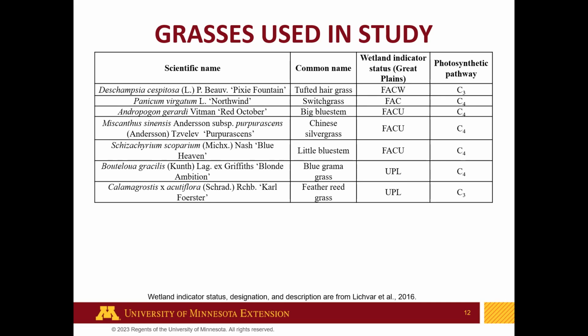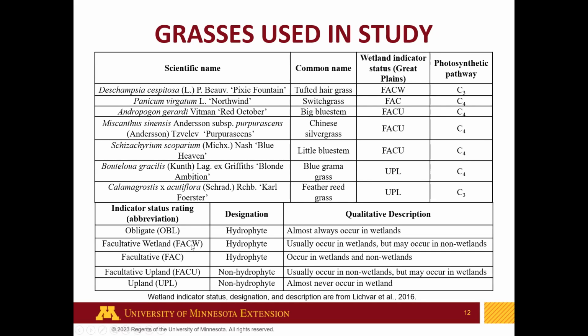Going back to the wetland indicator categories, we have facultative wetland. And if you're not real familiar with the wetland indicator categories, if you look down at the bottom here, facultative wetland would be a plant that usually occurs in wetlands, but it may occur in non-wetlands. A facultative plant would be a plant that occurs in wetlands and non-wetlands. A facultative upland plant would be a plant that would usually occur in non-wetlands, but may occur in wetlands. And an upland plant would be a plant that almost never occurs in a wetland.